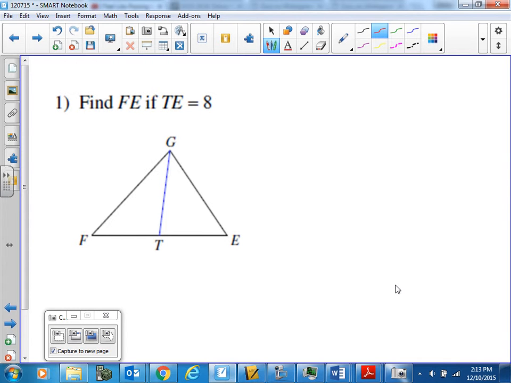So I'm going to go over a couple problems from the homework. The homework was dealing with medians, and every one of the problems on the homework you had to assume that you had medians drawn.